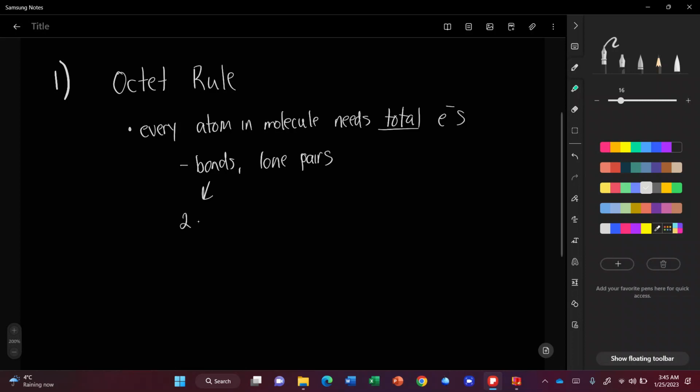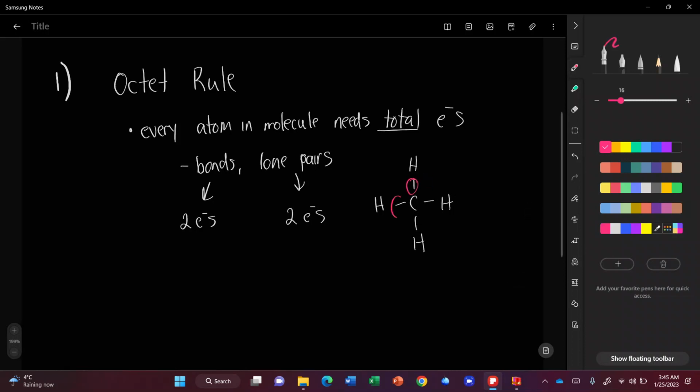Obviously a bond counts as 2 electrons. A lone pair also counts as 2 electrons. Again, there are some exceptions to this, and I will tell you what they are. But for example, if I draw a molecule of methane and we look at carbon, carbon follows the octet rule because it has 1 bond, 2 bonds, 3 bonds, 4 bonds, so 2, 4, 6, 8 electrons. Hydrogen, you might notice, is breaking the octet rule. Hydrogen is one of the exceptions, and I'll get to why in a little bit.